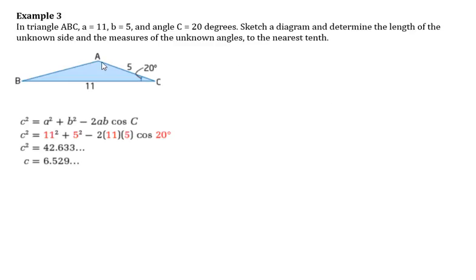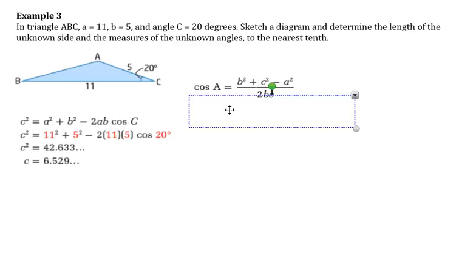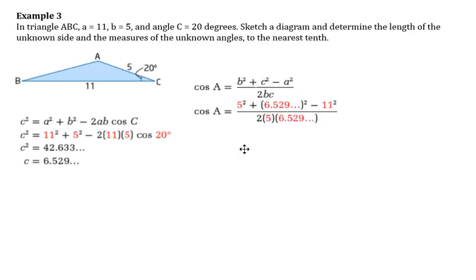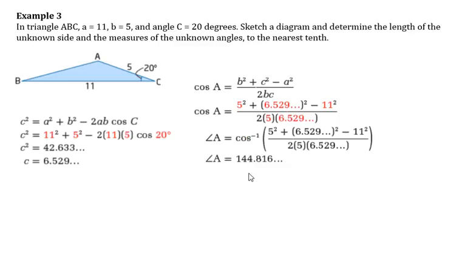Okay, then we need to figure out what another angle is. So we'll solve for angle A, and to do that, we're going to rearrange the equation to be cos of A equals b squared plus c squared minus a squared over 2bc. And then we're just going to start substituting our values in. So it would look like that, 5 squared plus 6.529 squared minus 11 squared over 2 multiplied by 5 multiplied by 6.529. Punch that into our calculator, and we're going to have to take the inverse of that to get the angle A.